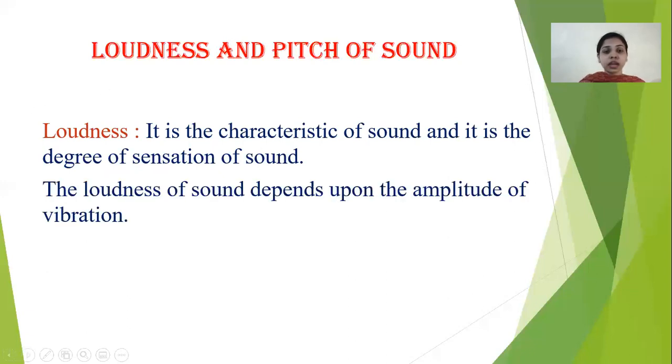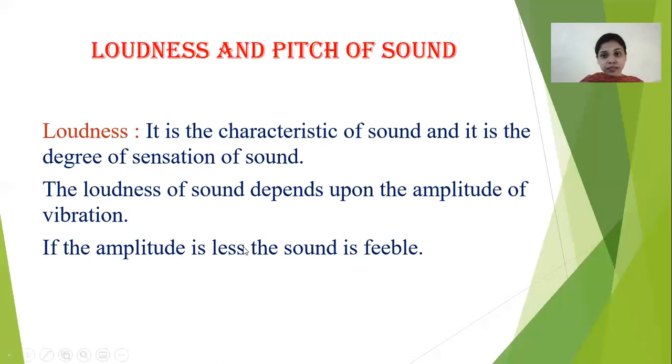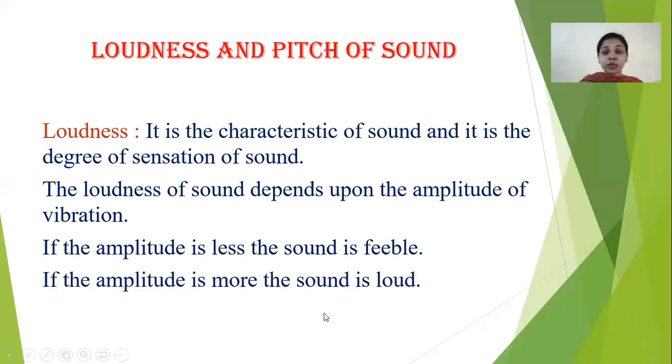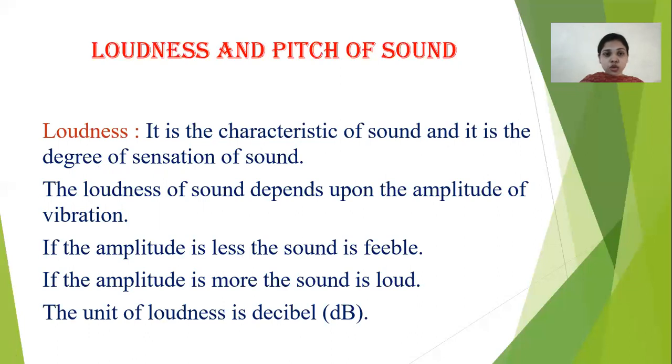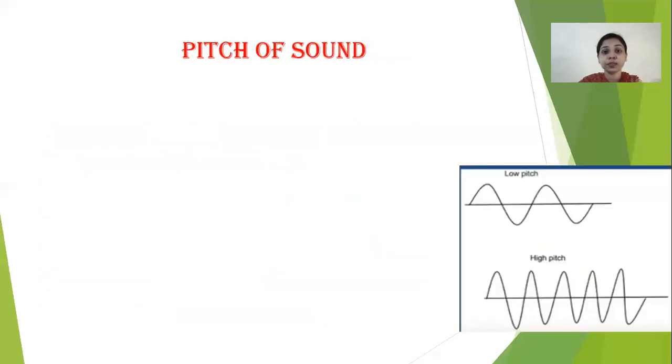If the amplitude is less, then you hear a feeble sound. But if the amplitude is more, the sound is loud. So it completely depends on the amplitude. If amplitude is greater, the sound is loud. But if the amplitude is less, the sound is feeble. The unit for measuring the loudness of sound is the decibel, denoted by dB. Decibel is the standard unit for measuring loudness, and it depends on the amplitude. Now, the second is the pitch of the sound.